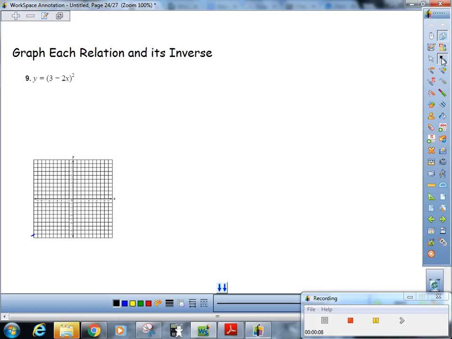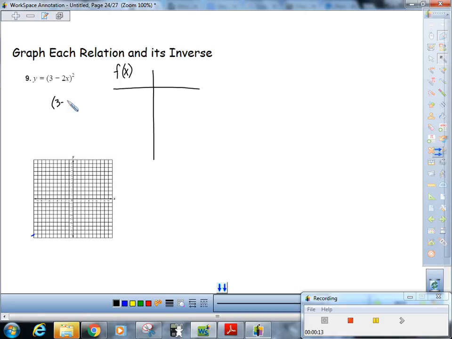All right. So number 9. The hard part about this one is picking the right points. Notice, if we pick 0, that gives us 3 minus 2 times 0 is 0, squared. So if you put in a 0, you get a 9. Let's try a 1. If you put in a 1, you get 3 minus 2 times 1 is 2. That's 1 squared is 1. You get a 1. So far, not bad.